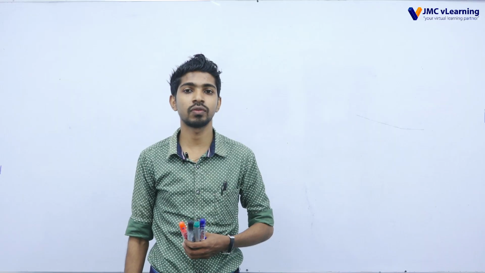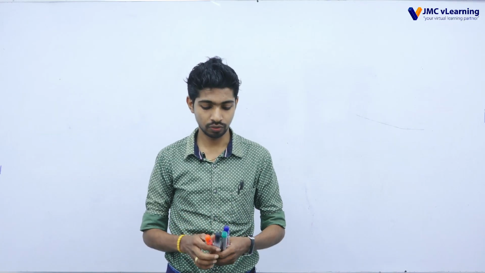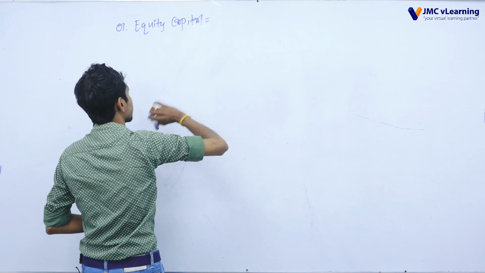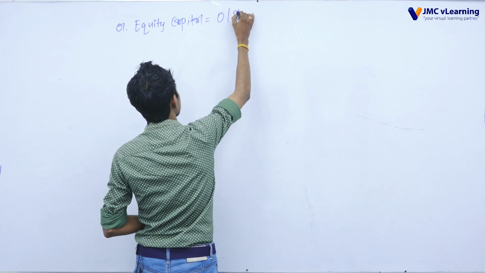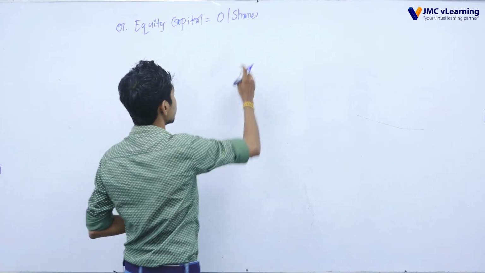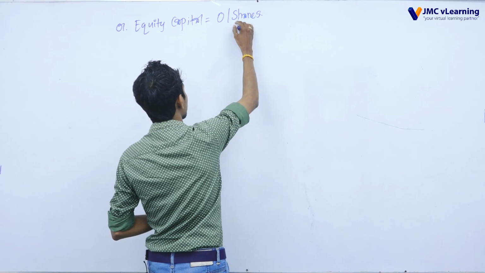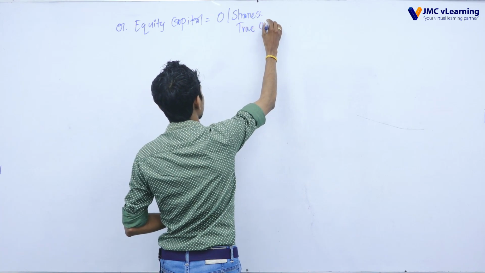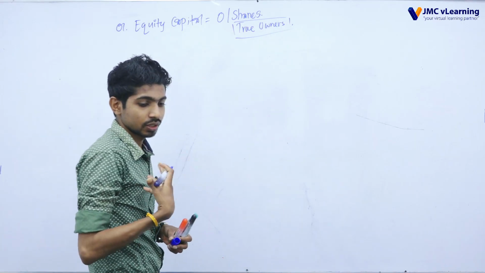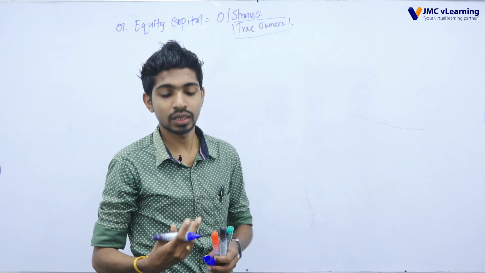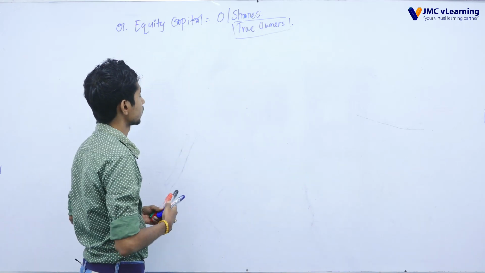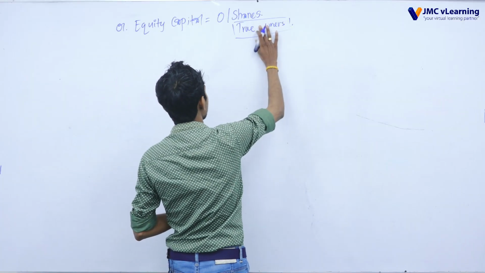Okay, now we will take one by one topic to evaluate those situations. Okay, first topic, equity capital, which is equal to the ordinary shares. Normally ordinary shareholders we consider as the true owners of the organization. That means those are the owners actually, with the right to control the business. Okay, that's why we use that word true owners.